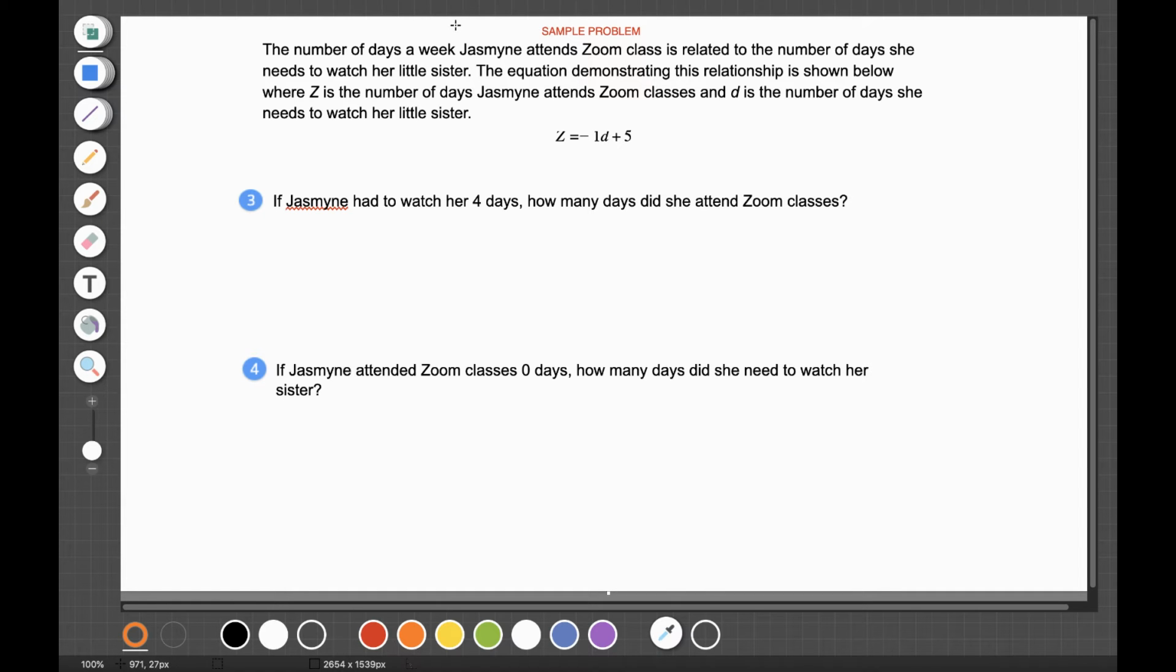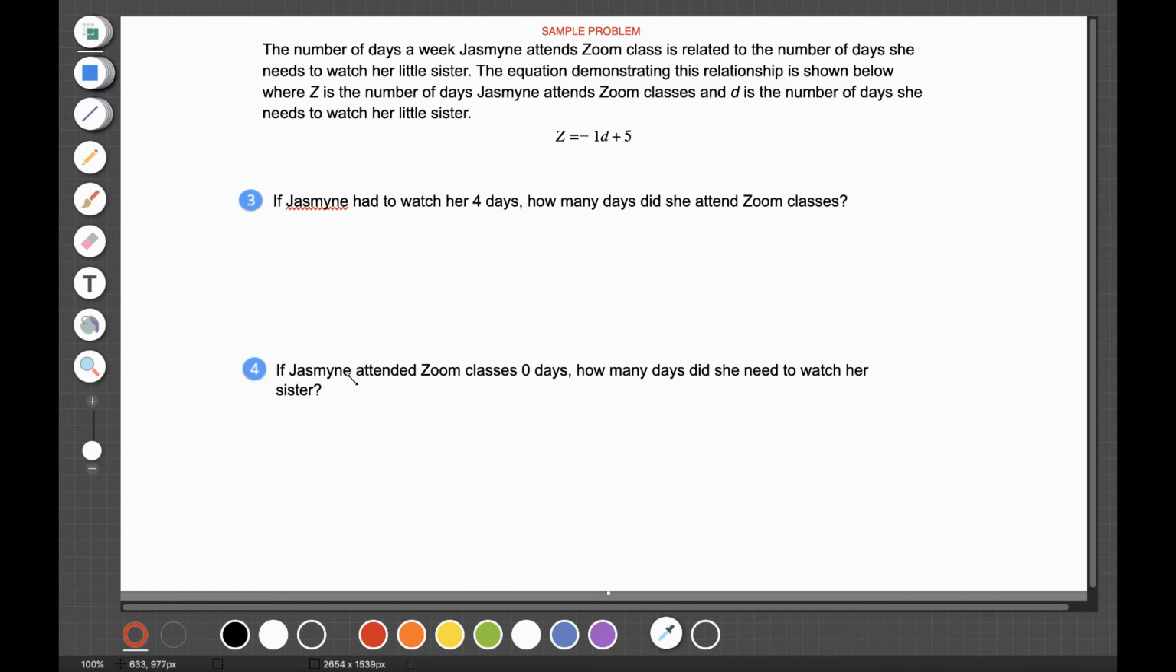Okay, so we have our word problem. The number of days a week Jasmine attends Zoom classes is related to the number of days she needs to watch her little sister. The equation demonstrating this relationship is shown below, where Z is the number of days Jasmine attends Zoom classes and D is the number of days she needs to watch her little sister. Z equals -1D plus 5. If Jasmine had to watch her sister 4 days, how many days did she attend Zoom classes?